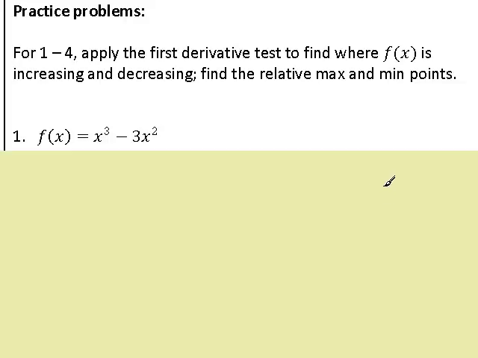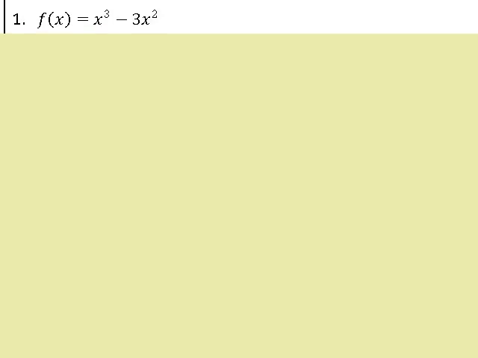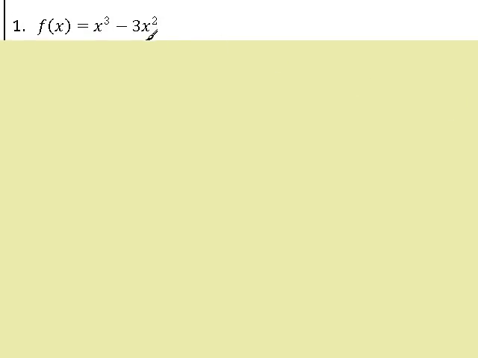Okay, in the next few problems, we're going to apply the first derivative test to find where f of x is increasing and decreasing and find the relative max and min points. So here's our first example. F of x is equal to x cubed minus 3x squared.